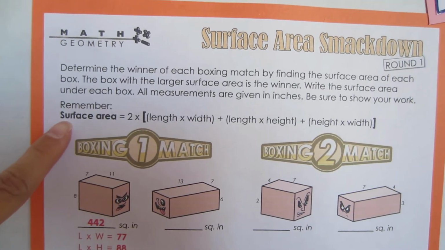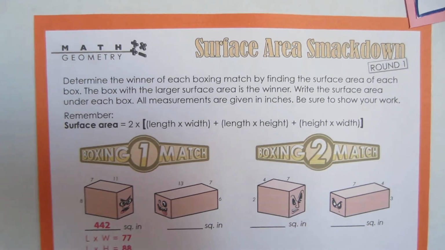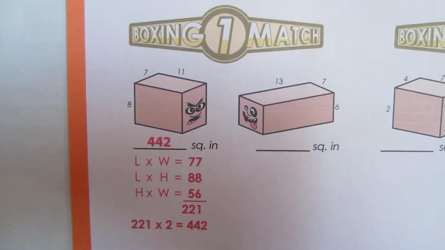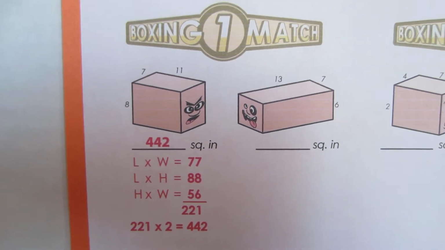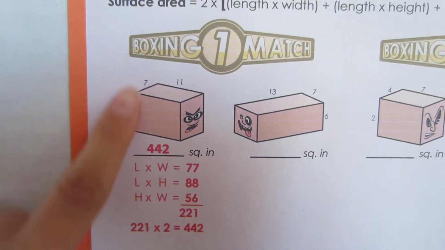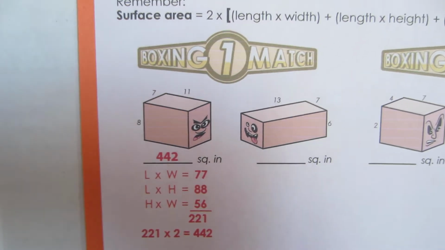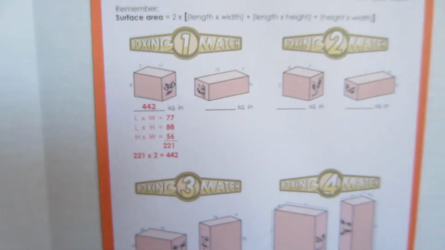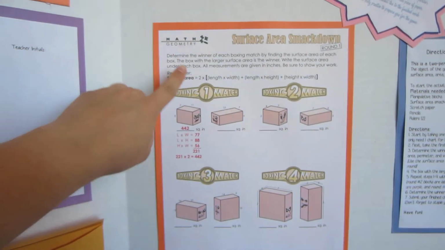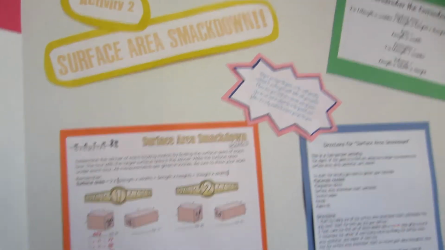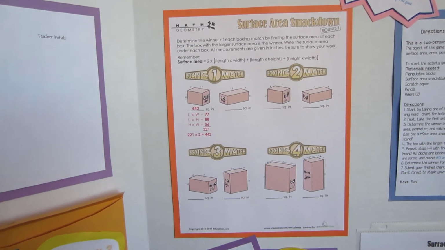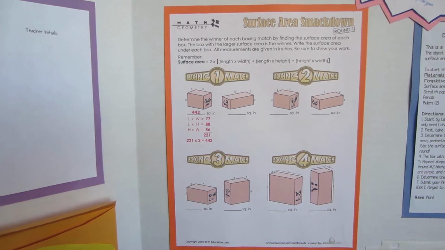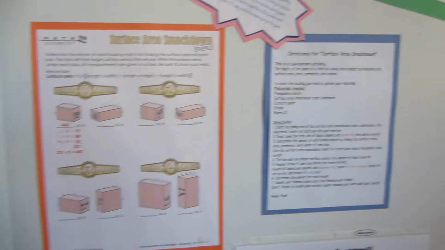And again, it gives the surface area formula here. So how you play the game, boxing match number 1. The student each has to solve one box, and whoever's surface area is larger, they win that round. So I want the students to complete this worksheet. Like I said in the little directions right there, it's just extra practice. I don't want them to turn it in. It's just so that they're able to find the surface area of 2-dimensional objects.